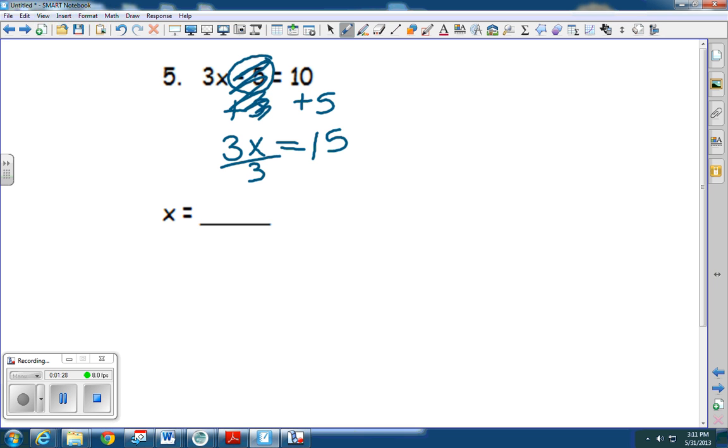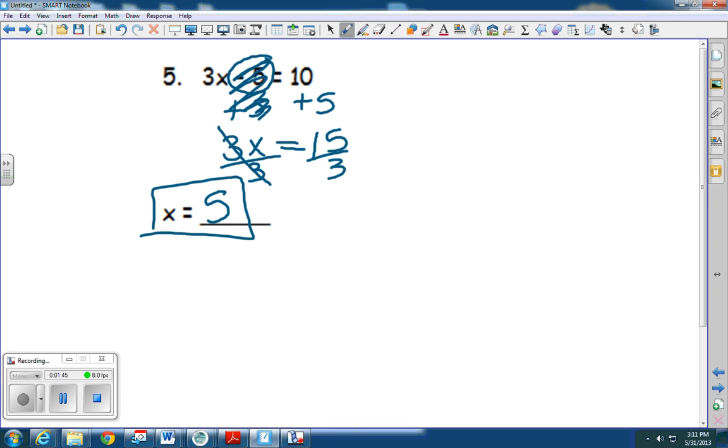And whatever you do to one side, you must do to the other. So I'm going to divide by 3 to get rid of it. That will cancel out. And x will equal whatever 15 divided by 3 is. 15 divided by 3 is 5. My final answer is x equals 5.